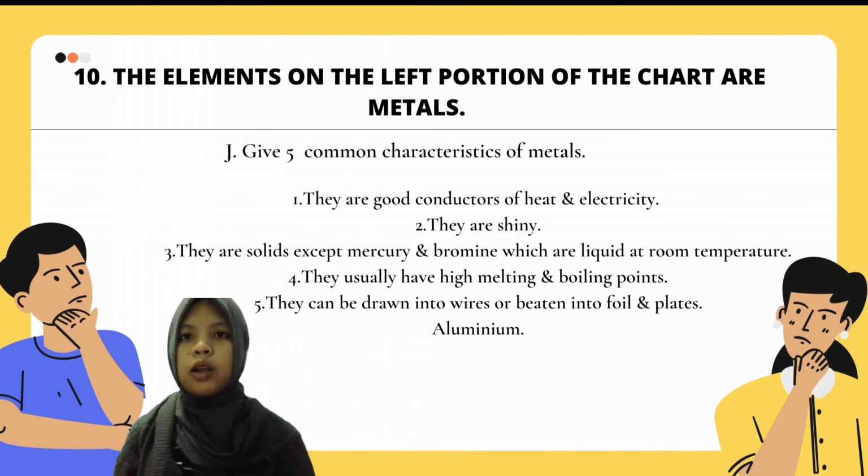Number 10. The elements on the left portion of the chart are metals. Give 5 common characteristics of metals. Number 1, they are good conductors of heat and electricity. Number 2, they are shiny. Number 3, they are solids except mercury and bromine, which are liquid at room temperature. Number 4, they usually have high melting and boiling points. Number 5, they can be drawn into wire or beaten into foil, like aluminum.